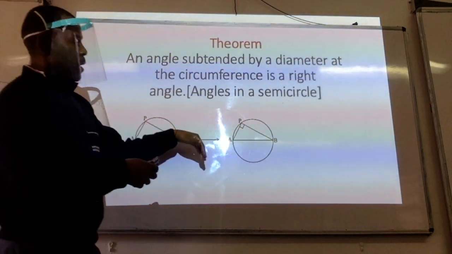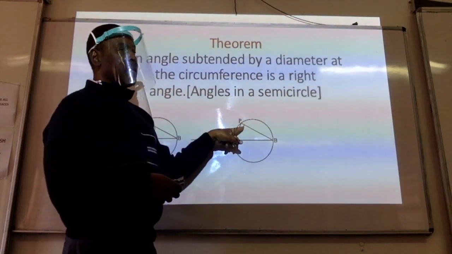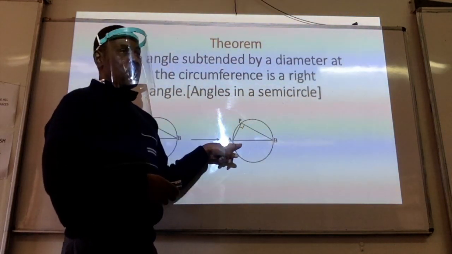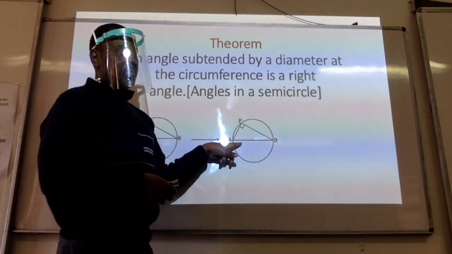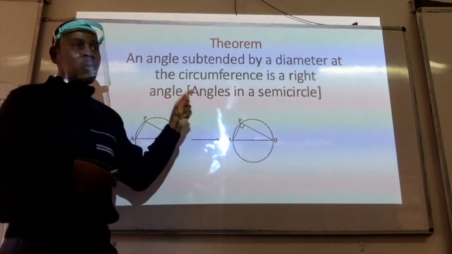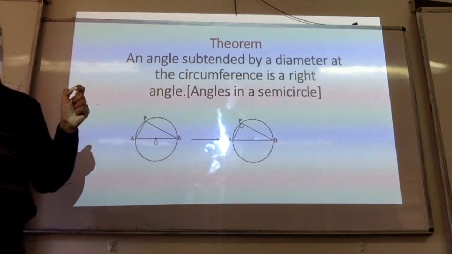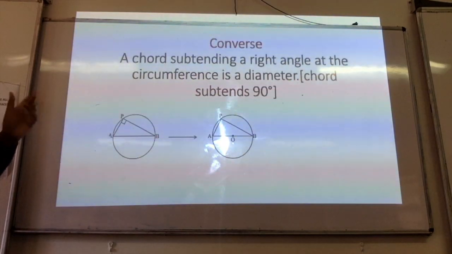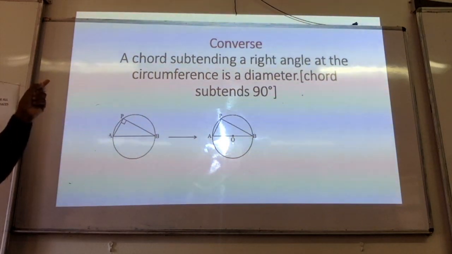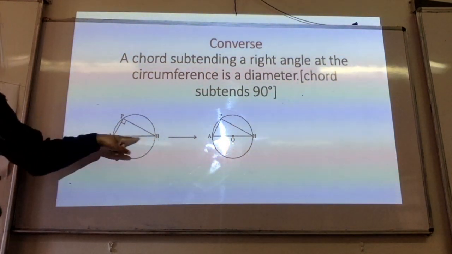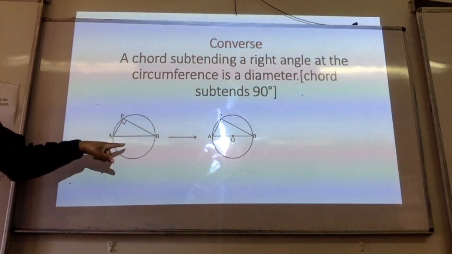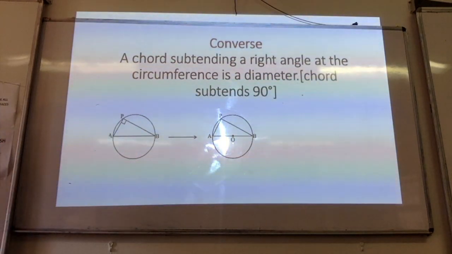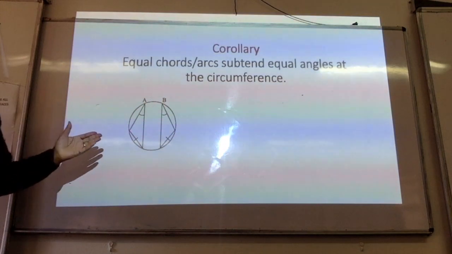So if I start here now, if this angle is 90 degrees, then that chord should be a diameter. Do you see that? So a chord that subtends 90 degrees at the circumference should be a diameter. It is only the diameter that can do that, right? So that is why the converse will read something like this. A chord subtending a right angle at the circumference is a diameter. So when you see this, you need to know AB should be a diameter, because that will not happen for any other chord. So this is a corollary.